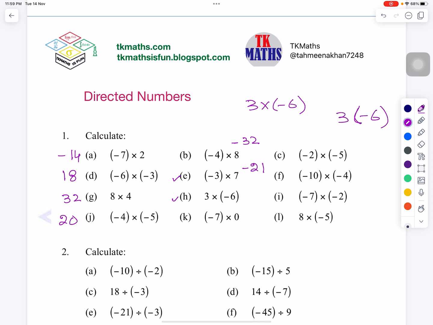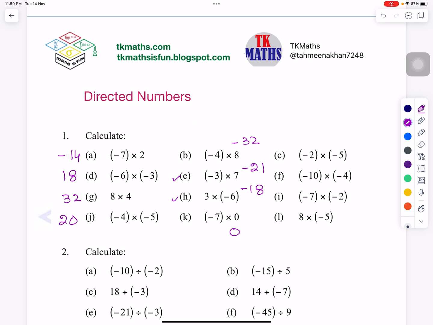Usually in the book, it will be written like this. So this bracket means they are multiplying. So 3 multiplied by minus 6 is minus 18. Okay, this is the meaning of it. So the answer of this is minus 18. And in the last case, what do you think? What will be the answer? When you multiply 0 by anything, the answer is 0, irrespective of plus, minus, whatever is there.